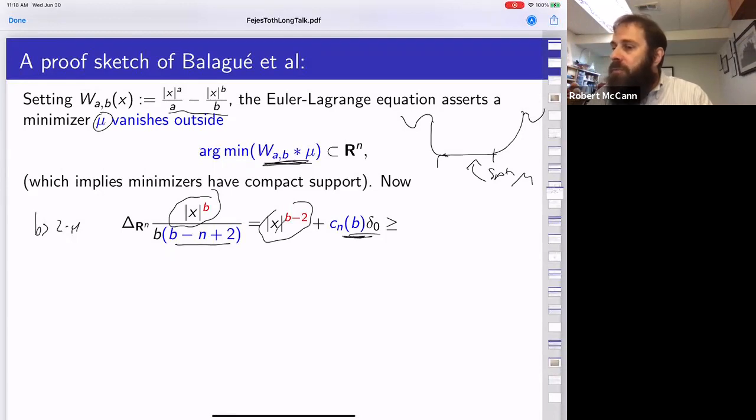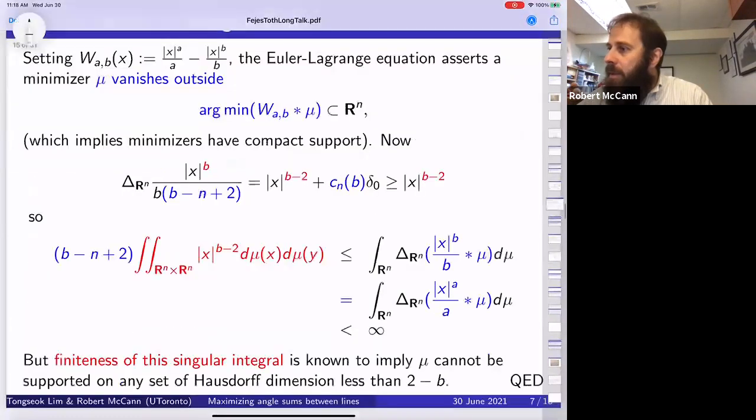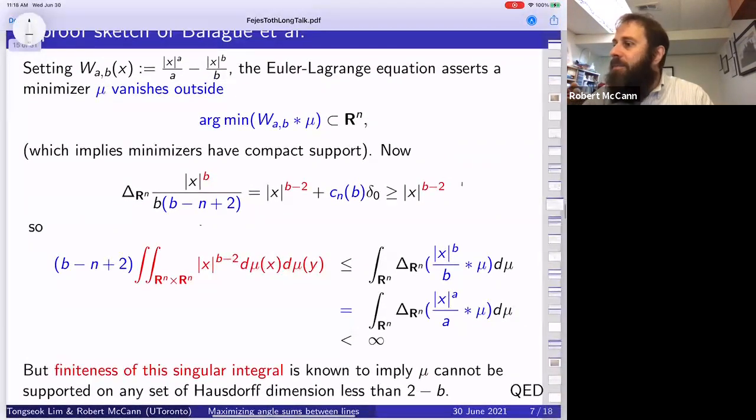These potentials in this range are subharmonic, and so the constant here is positive. And so actually, I know that this Laplacian is bigger than this power of x. And so now let me turn that around and integrate that power of b minus 2 of x against the putative optimizer. In the range of b's that I'm looking at, this coefficient is positive. And what I see from this previous computation is that it's less than the Laplacian of this convolution.